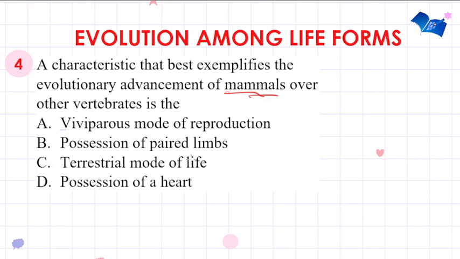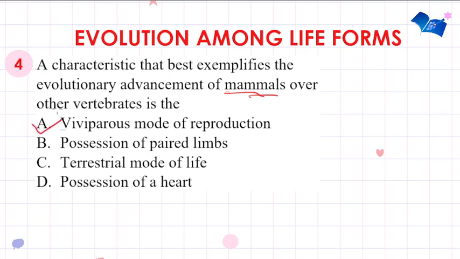And I can tell you confidently that the answer is the viviparous mode of reproduction. In case you do not know what viviparous means, it is simply reproducing or giving birth to young ones alive. Only mammals give birth to their young alive. They nurse the child in their womb and give birth to them alive. So you can see the answer is A.